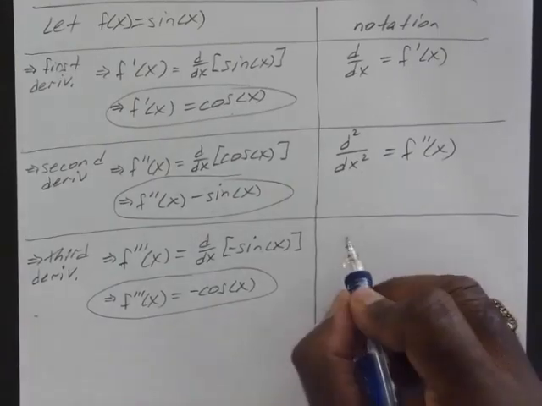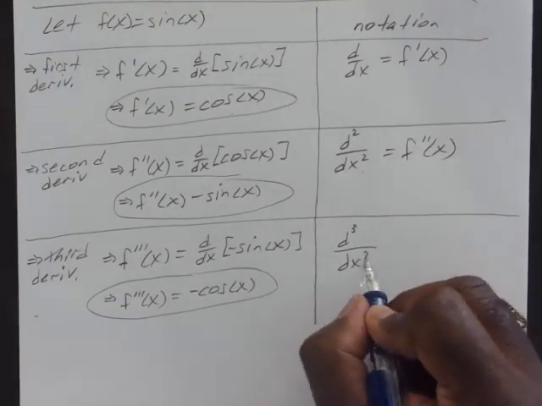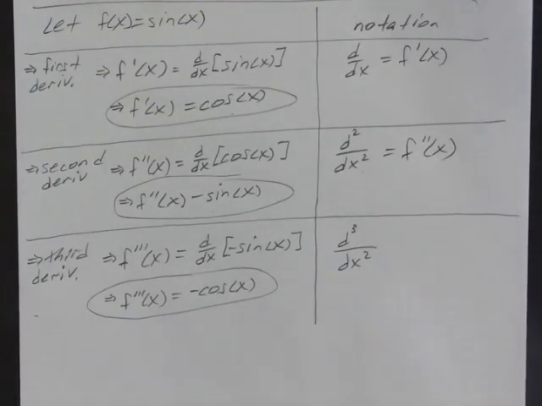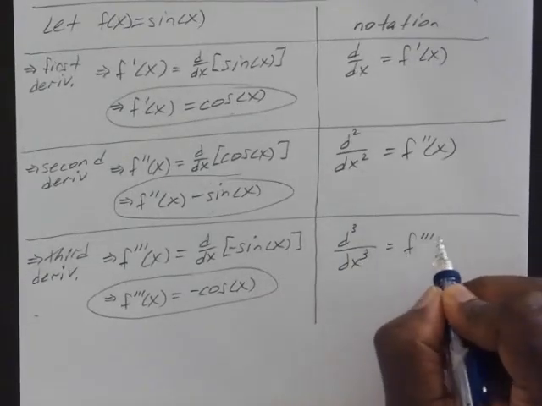Now that notation looks just like the second derivative notation. Oh, why did I put a 2 there? I meant to put a 3, which is the third derivative.